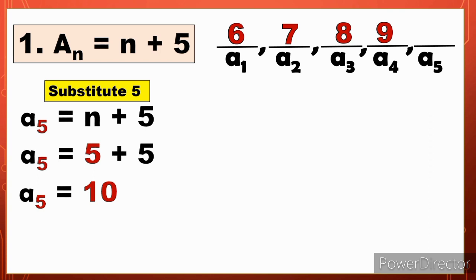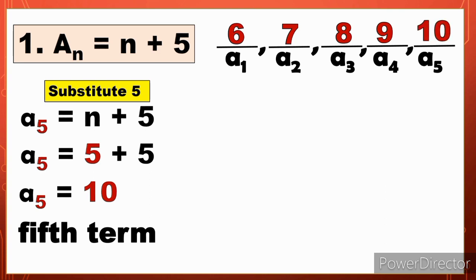And 5 plus 5 equals 10. Then, we have a sub 5 equals 10. 10 is the fifth term. Therefore, the first 5 terms of the given rule is 6, 7, 8, 9, 10. Okay, so now let's have number 2.